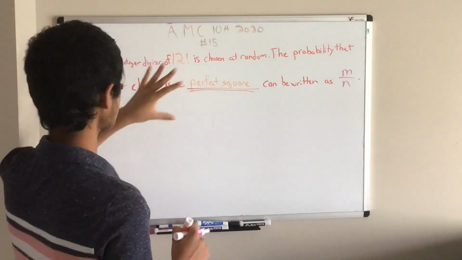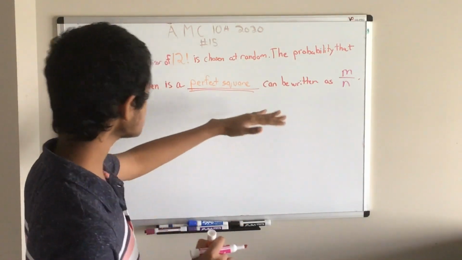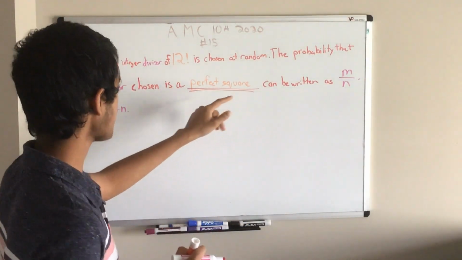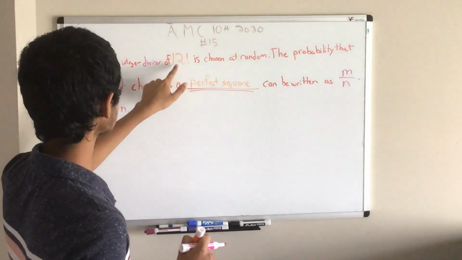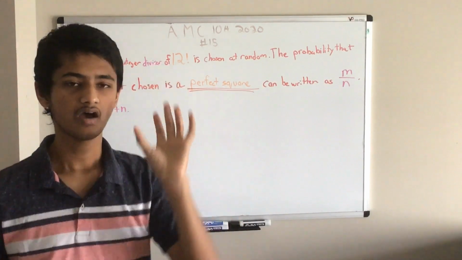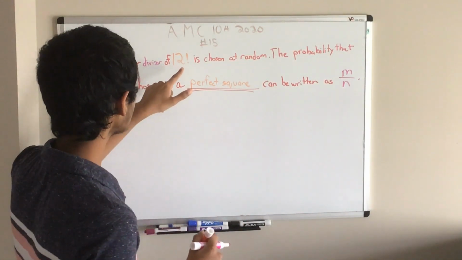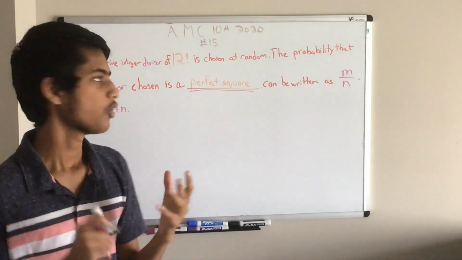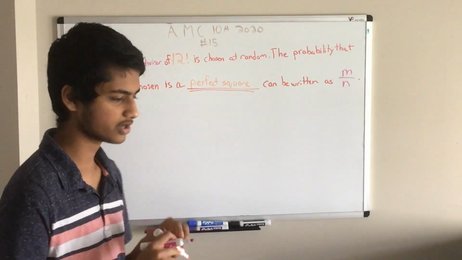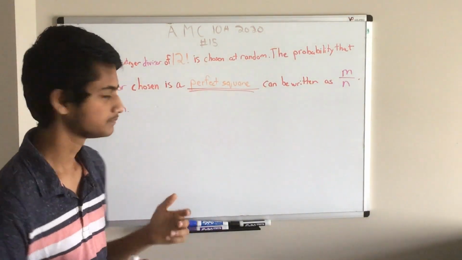So this looks like a lot of words, and I would like to simplify this. The question is basically stating that we want to find the number of perfect square divisors of 12 factorial and divide it by the total number of divisors, and then add the numerator and denominator of that fraction. So whenever we have the term divisors, we always want to factorize the number in question. So we're going to write the prime factorization of 12 factorial.